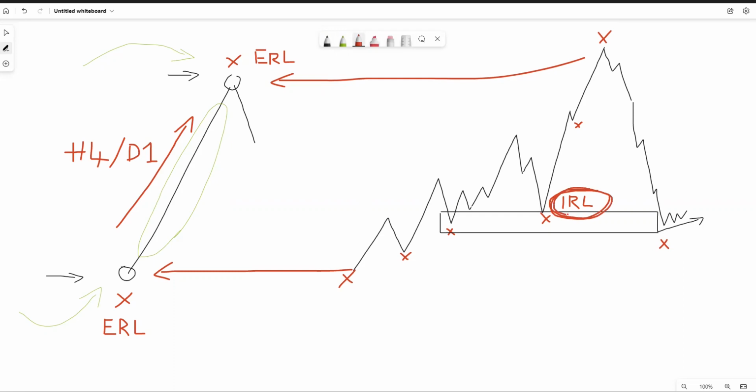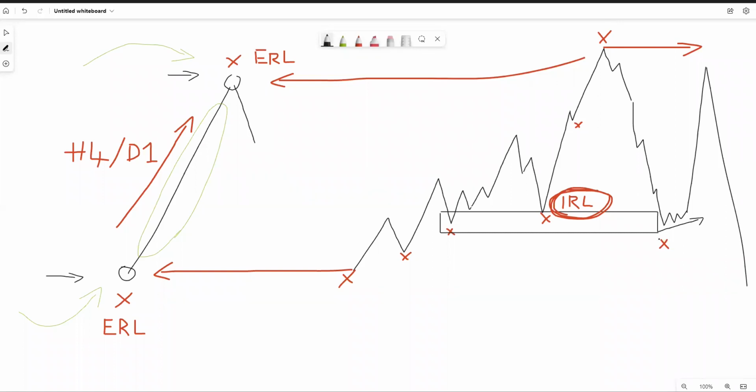So if we are buying this internal range liquidity, where do we exit internal range liquidity trades? At the external range liquidity. So our target would be up top here. Now, obviously, if the order flow is bullish, then that's a likely target, that it would target the external range liquidity. Okay, but sometimes your bias is wrong, and then boom, price goes up, doesn't get to the external range liquidity, and then it goes lower.